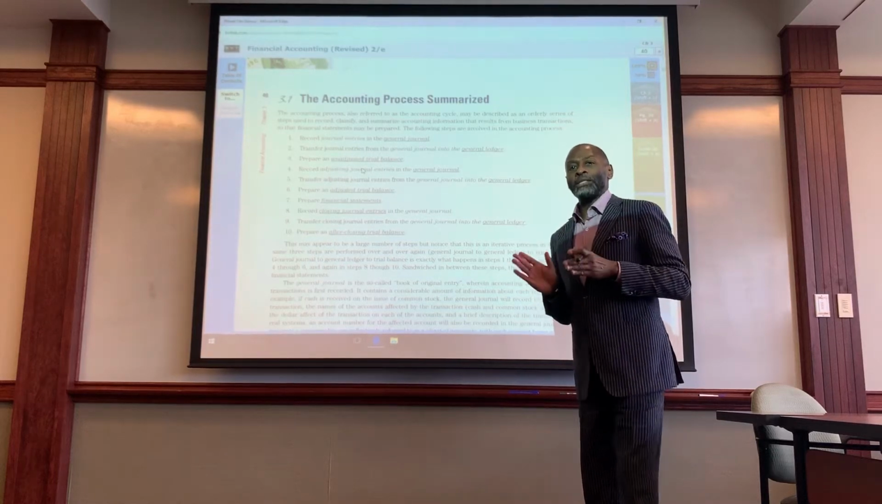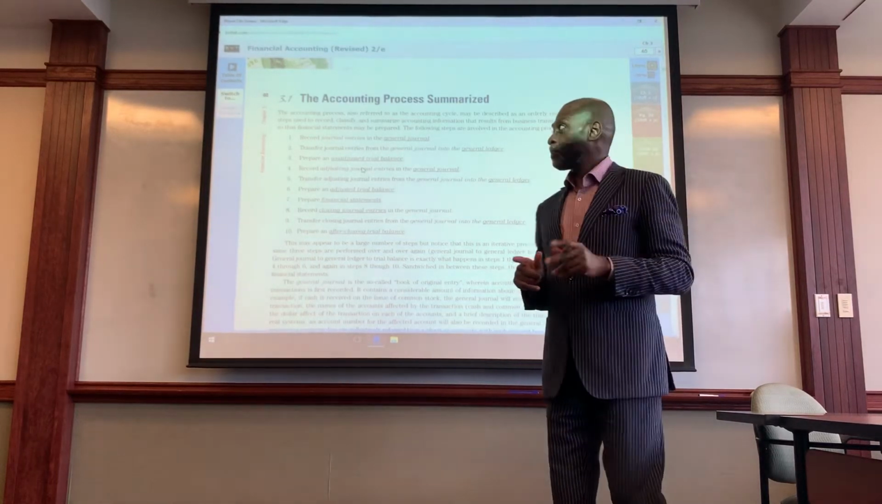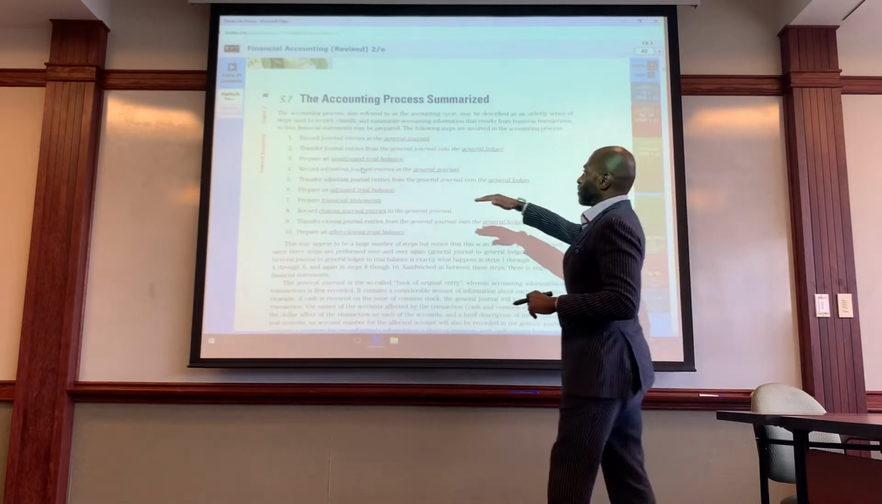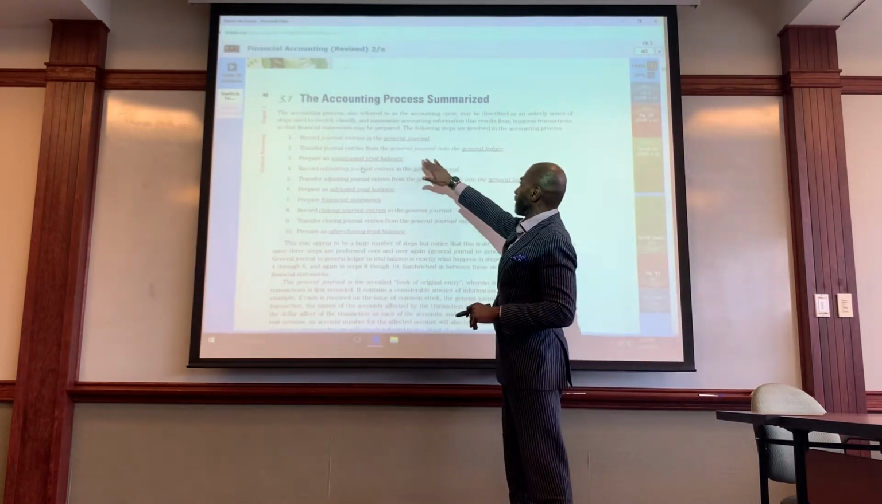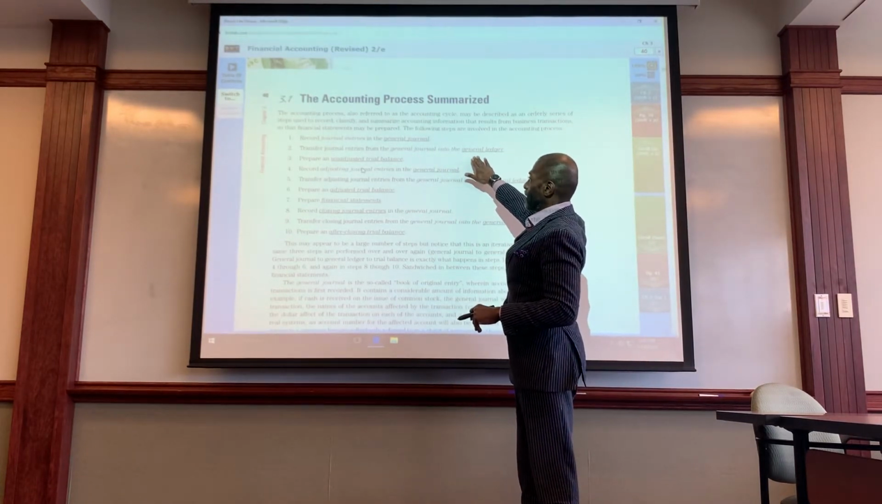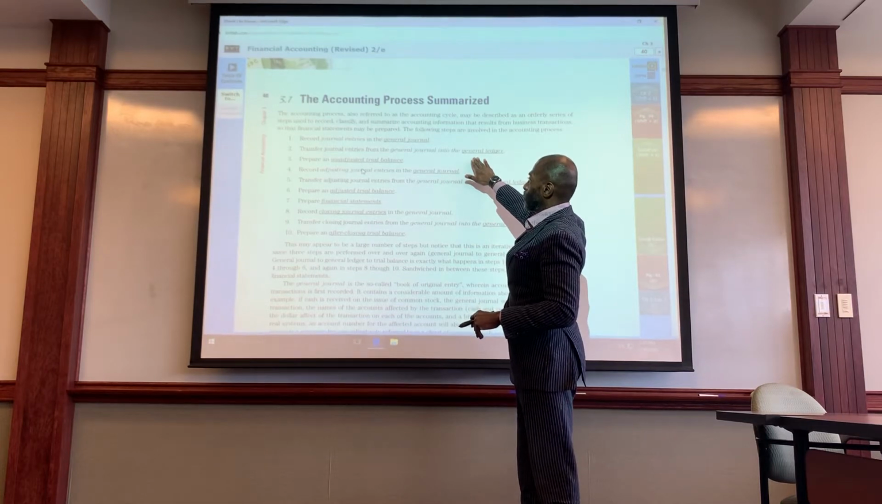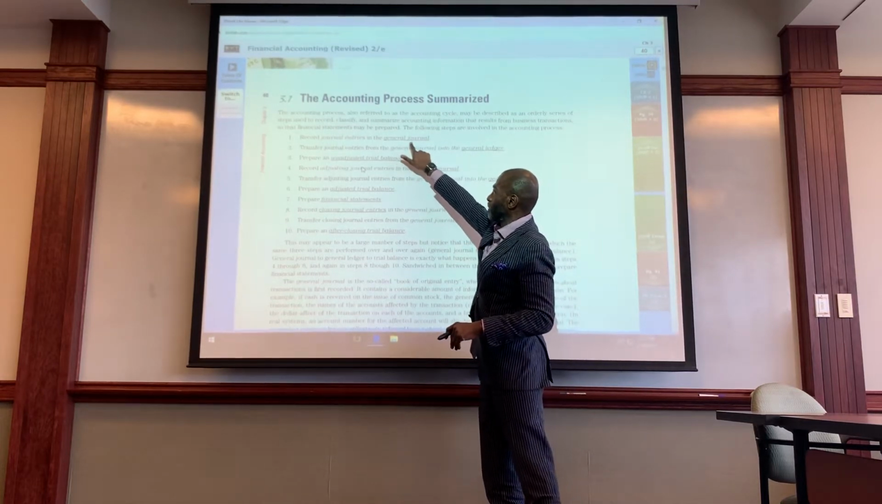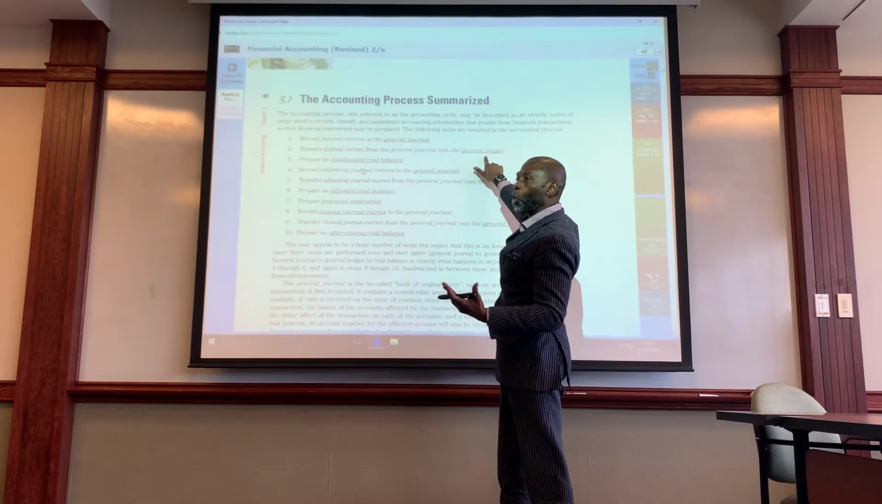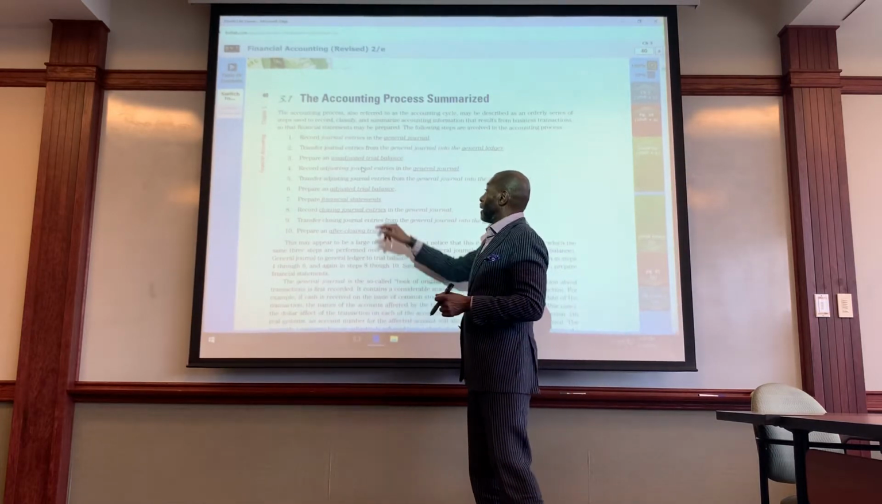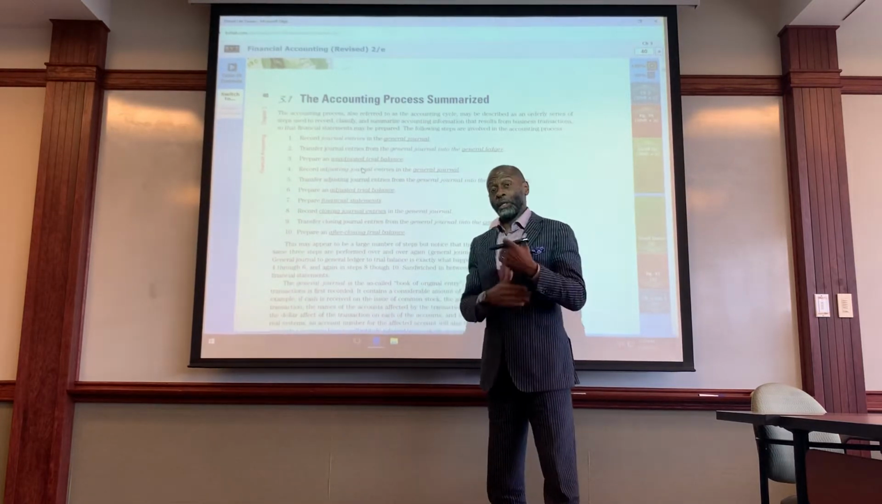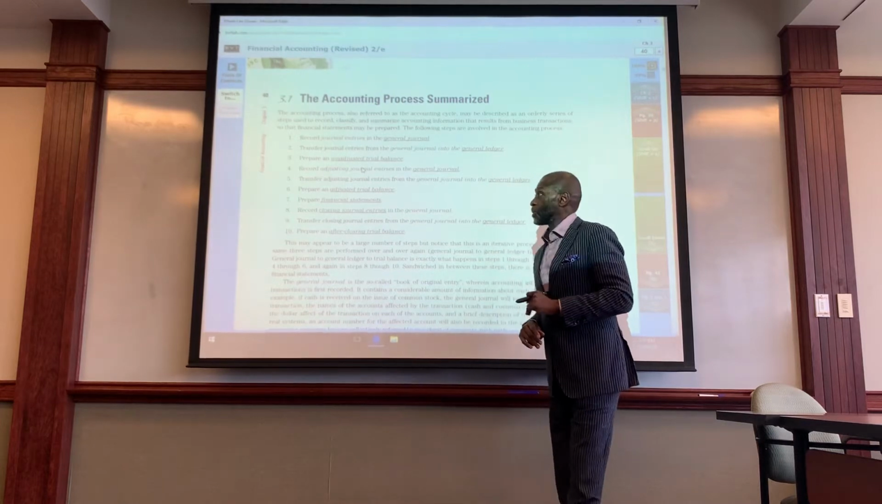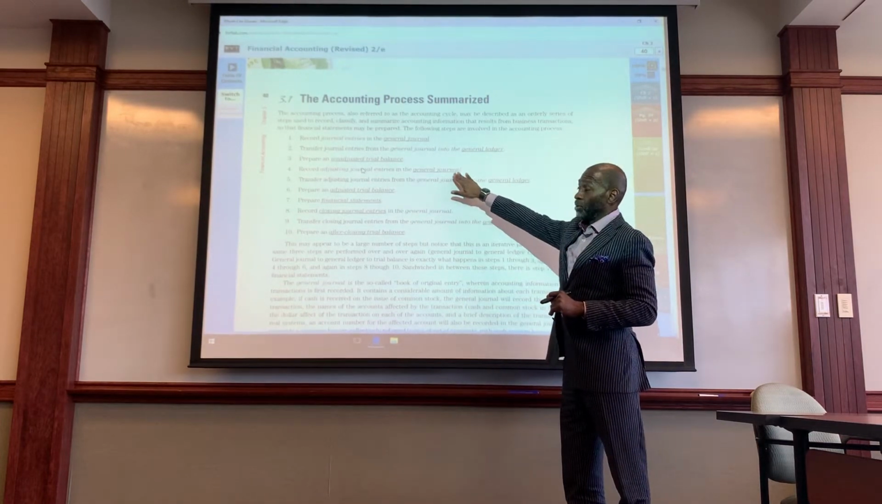Now we're coming back to the beginning. What we covered previously is we talked about the original book of entry, which is the general journal. We moved into journalizing those transactions in the general journal and then posting them from the general journal to the ledger, which is the home of every account. We talked about preparing an adjusted trial balance, and we recently just covered the adjusting entries.